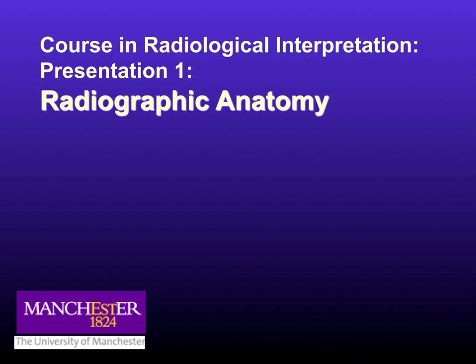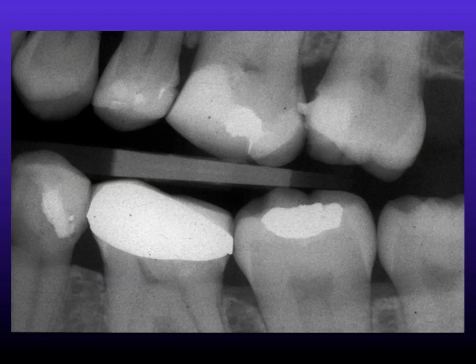This is the first in a course on radiological interpretation for dental radiographs. The first presentation is on radiographic anatomy. Let's start off with something very basic. This is the commonest dental radiograph taken, the bite wing radiograph.